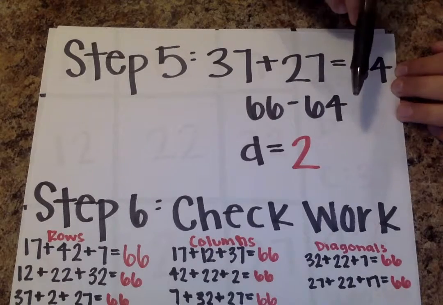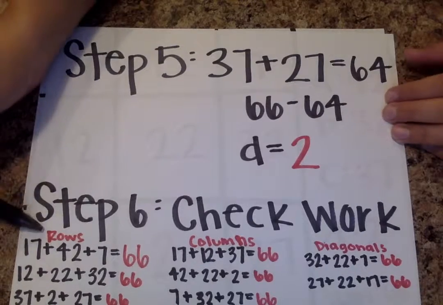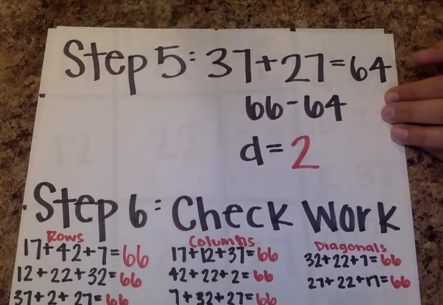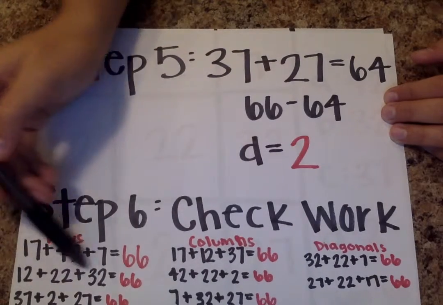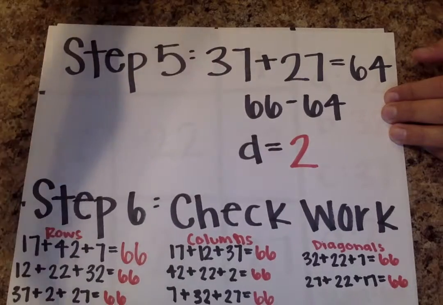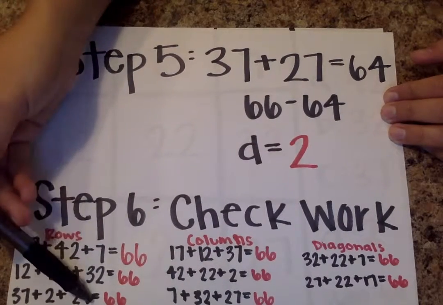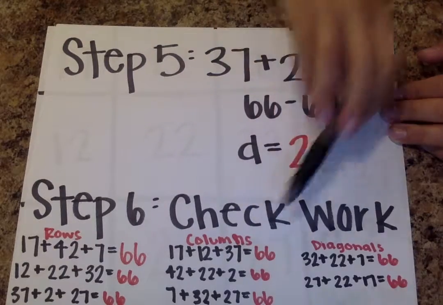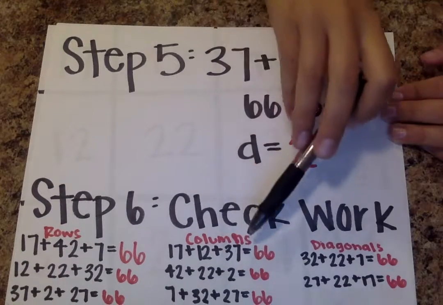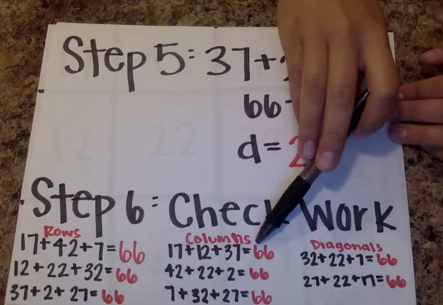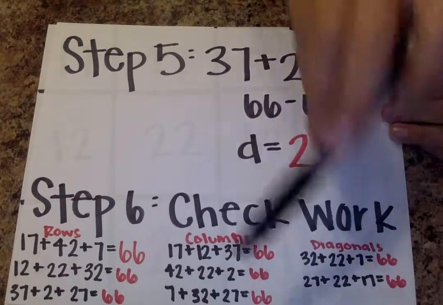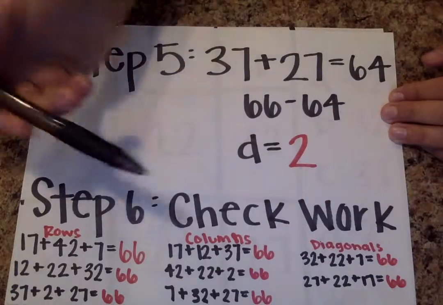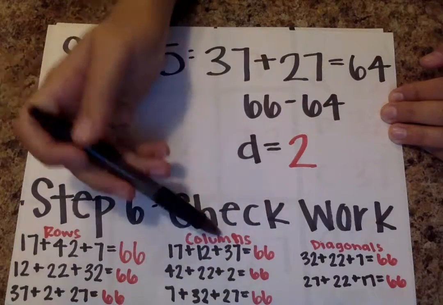But I wanted to check my work, so I went by the rows first. So in this one I plugged in the value for A. This one the value for B, and then this one has C and D in it, and they all had 66, so that one was good. And then I plugged in the columns, and this one had C, this one had A and D, and then this one had B, and they all had 66, so that one was good.